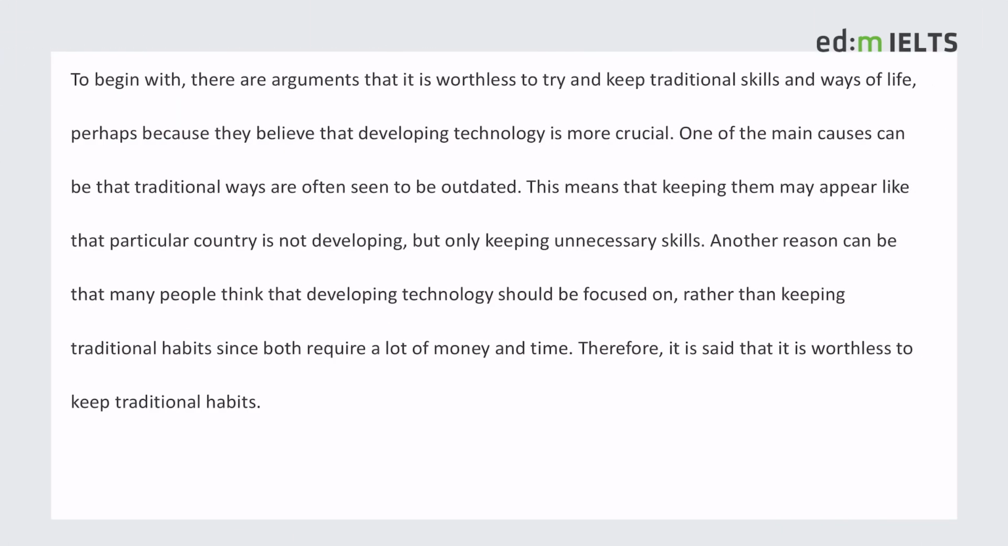But again, thinking about the idea of how change is inevitable with regard to technology, that inexorable march of technology I mentioned, it's not really worthless. It might have some value, but more it's futile. The change is inevitable. The change is unavoidable. Futile means your efforts won't work. It's not going to work. So it's futile to try to keep traditional skills and ways of life. Perhaps because they believe that developing technology is more crucial.